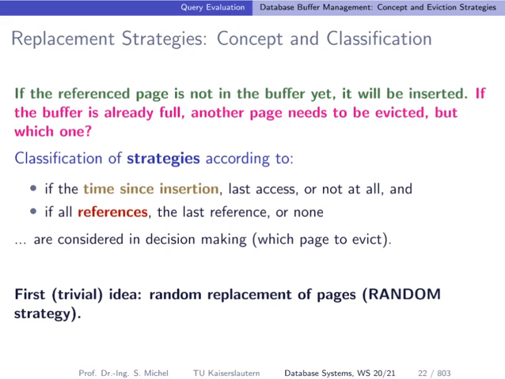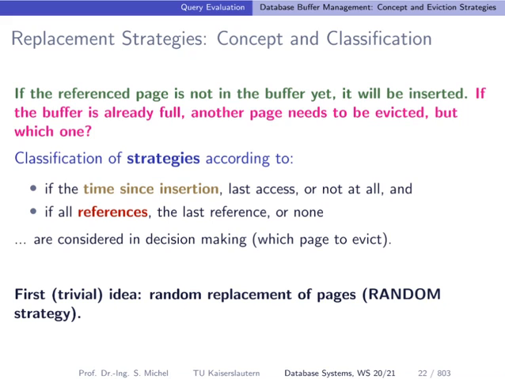Strategies can be classified according to different dimensions. One dimension is time. Do we consider the time since the last insert, since the first insert, or not at all? Or do we look at the references, how many times we wanted to access a page, or don't we look at this information at all?